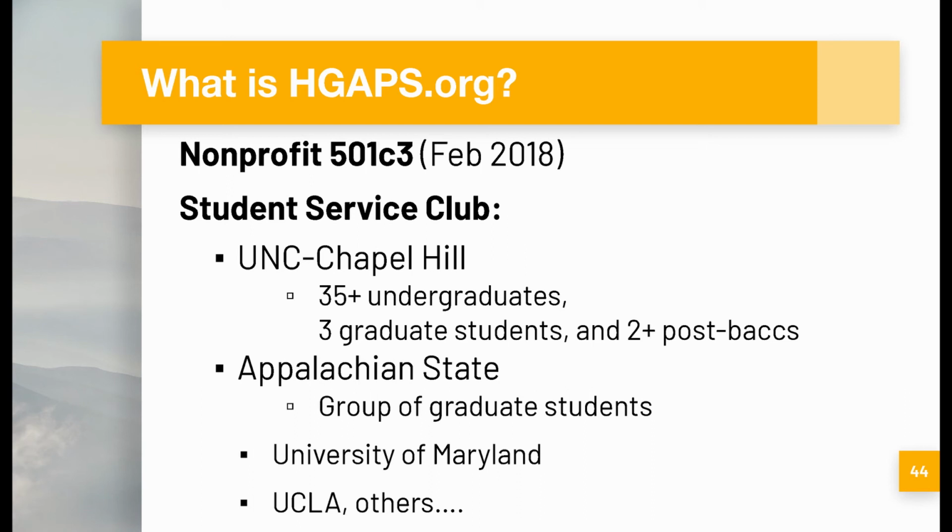HGAPS is a nonprofit that is dedicated to bringing the best information to the people who would benefit. We have editing sessions, and we have opportunities for people to get involved, get trained up, and get busy sharing information. HGAPS started as a club at UNC Chapel Hill, and then became a nonprofit incorporated in North Carolina, recognized by the IRS as a charity, a 501(c)(3). And now it has sister chapters at Appalachian State, at UCLA, and at the University of Maryland.